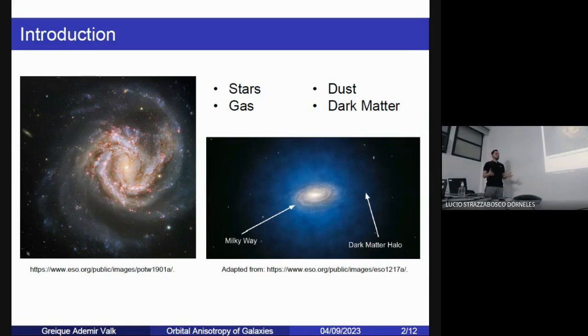Galaxies are structures composed of stars, gas, dust, and dark matter. In the left figure, we can see the visible components of a galaxy: stars, gas, and dust. And in the right image, we have an illustration of the dark matter halo, where the visible components of the galaxy are in blue.